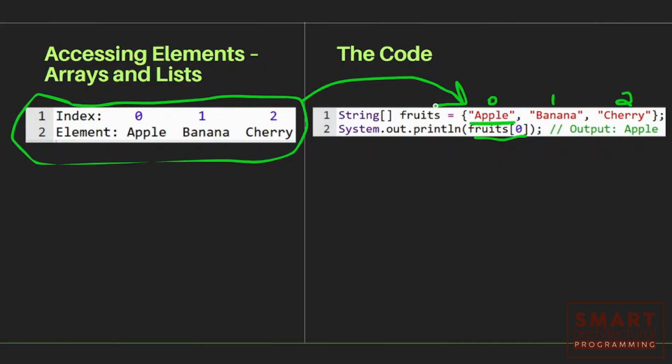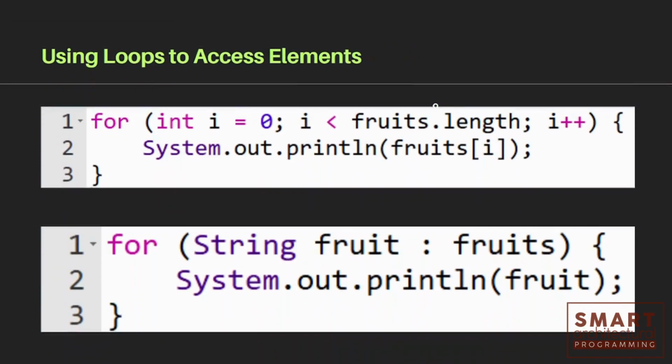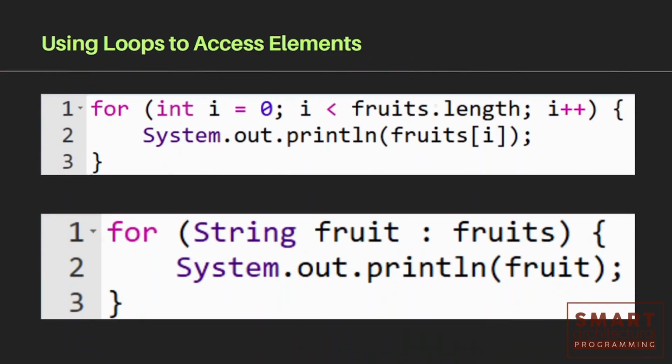You'll use the same approach for lists, generally speaking, except that you use the get method. But again, we're not focusing on lists. So let's move on to the next thing, which is how we use loops to access elements in arrays. So let's look at loops right now. How do we use loops to access elements?